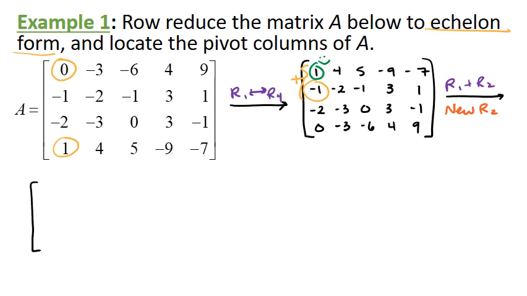So row 1 is going to stay the same. It will be 1, 4, 5, negative 9, negative 7. I will get a new row 2 by adding row 1 and row 2.